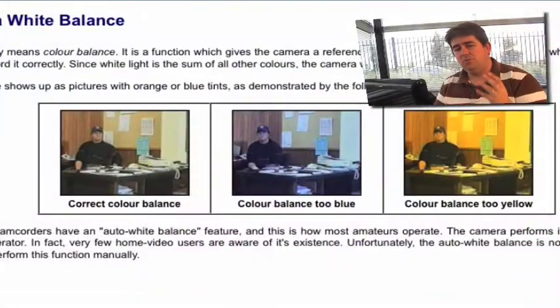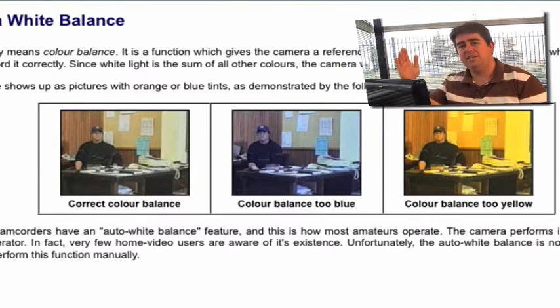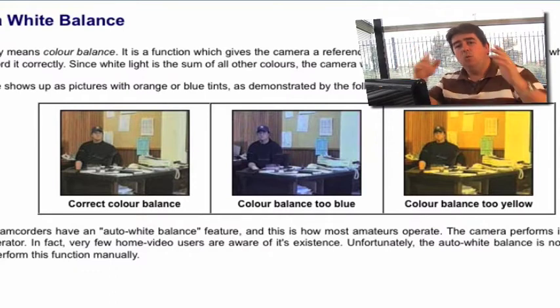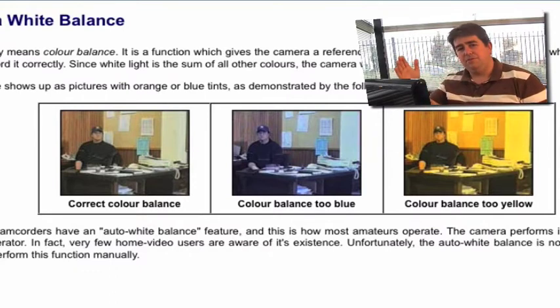Essentially, white balance is about telling the camera what colour true white is. If the camera can determine what colour white is and what colour black is, it can then determine every colour in the spectrum. White is the presence of all colour, black is the absence of all colour.